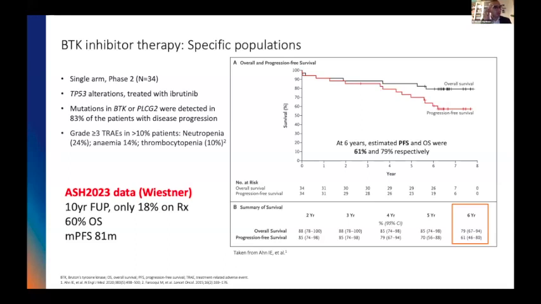And this is something that is important to know, and important to watch for, when you offer continuous therapy to a patient with CLL.